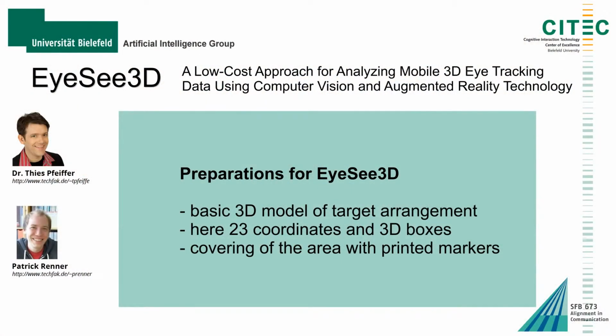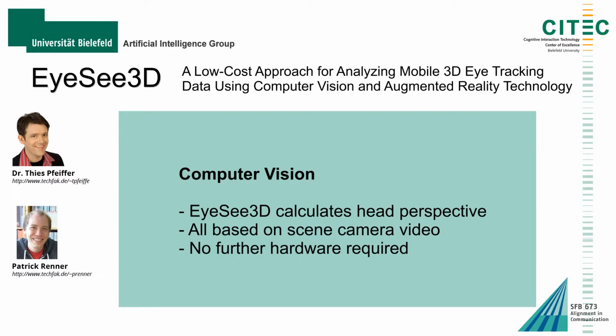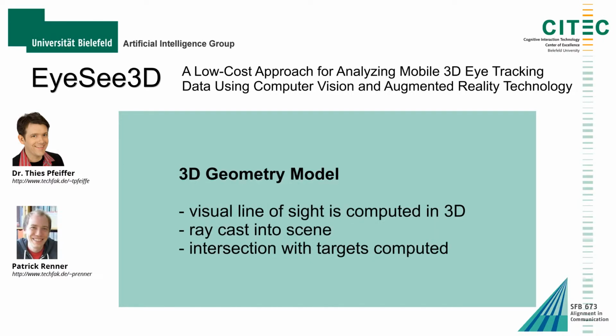Using IC3D is easy. You need a basic 3D model of the target arrangement, in our case 23 coordinates and 3D boxes. You would also need to cover the area with printed markers. Tracking is done using computer vision on the scene camera video and no further hardware is required.